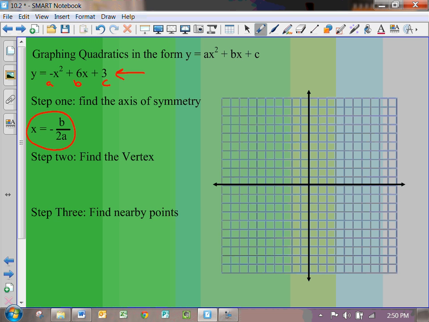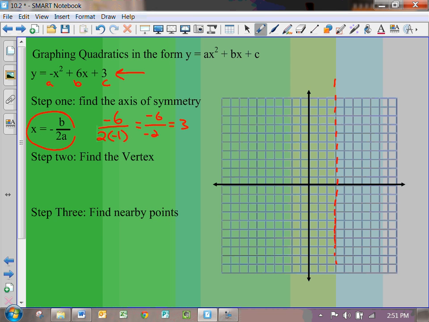So negative b over 2a, which gives us negative 6 over 2 times negative 1. So getting that, we get negative 6 over negative 2, which is 3. So we know that our axis of symmetry is at x equals 3. So it's this line going right there. We don't know where it is, if it's up, down, where that is. We're going to figure that out.